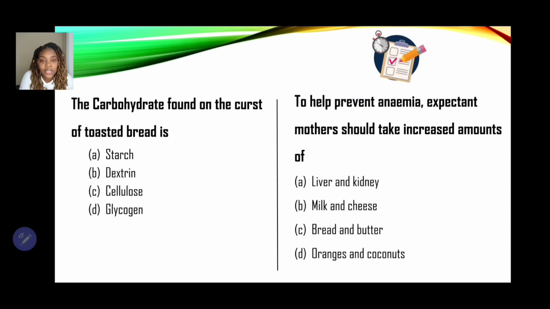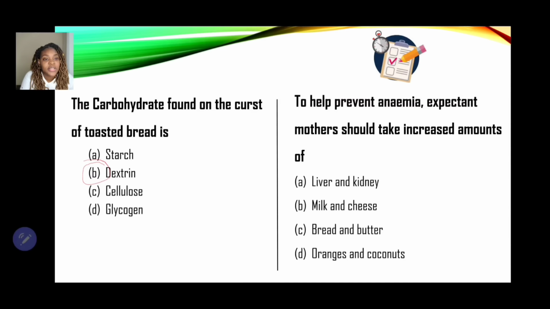Now, when we toast the bread, we're applying dry heat to starch. The browning that happens to the toast is called what? Dextrinization. So dextrin is coming from which word? All right, so you can see there that our answer here is B.